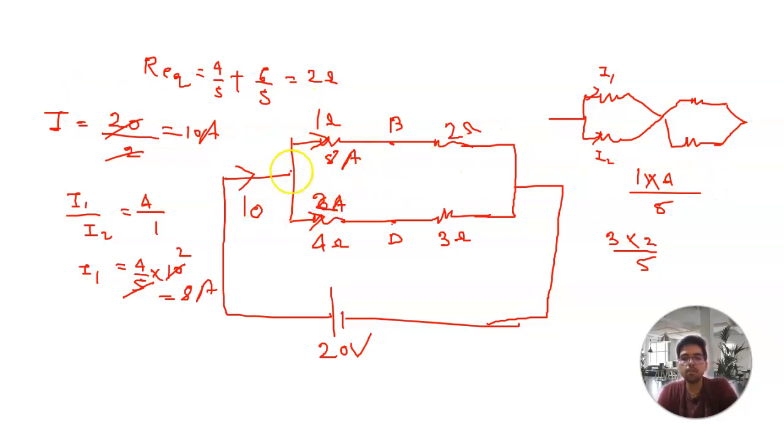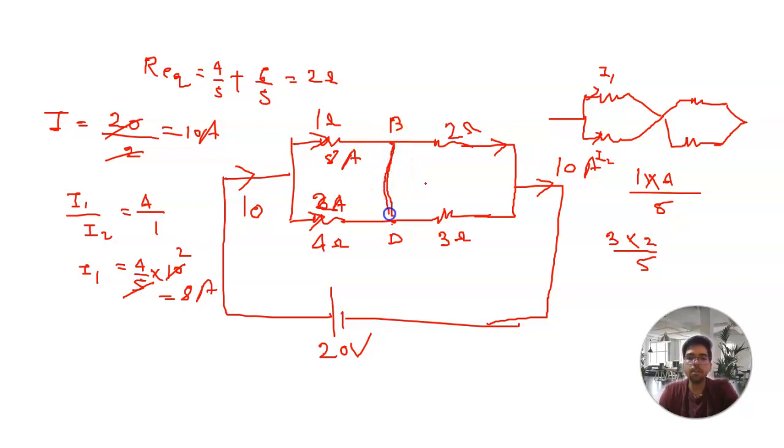Clear? Now according to the law of conservation of charge, or KCL, Kirchhoff's current law, at this junction, if 10 current is entering here, then 10 current must be leaving. Already 8 ampere current is coming here. Can you see? Now 2 ampere is coming here. Now tell me how much current must be here?